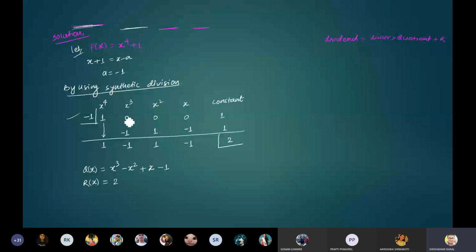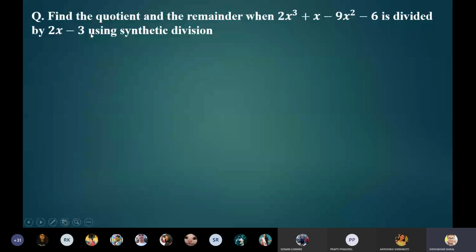So let me go to the next question. This question says, find the quotient and remainder when 2x cubed plus x minus 9x square minus 6 is divided by 2x minus 3 by using synthetic division. Okay, I think that must be divided by 2x minus 3 using synthetic division. Okay, this is correct.